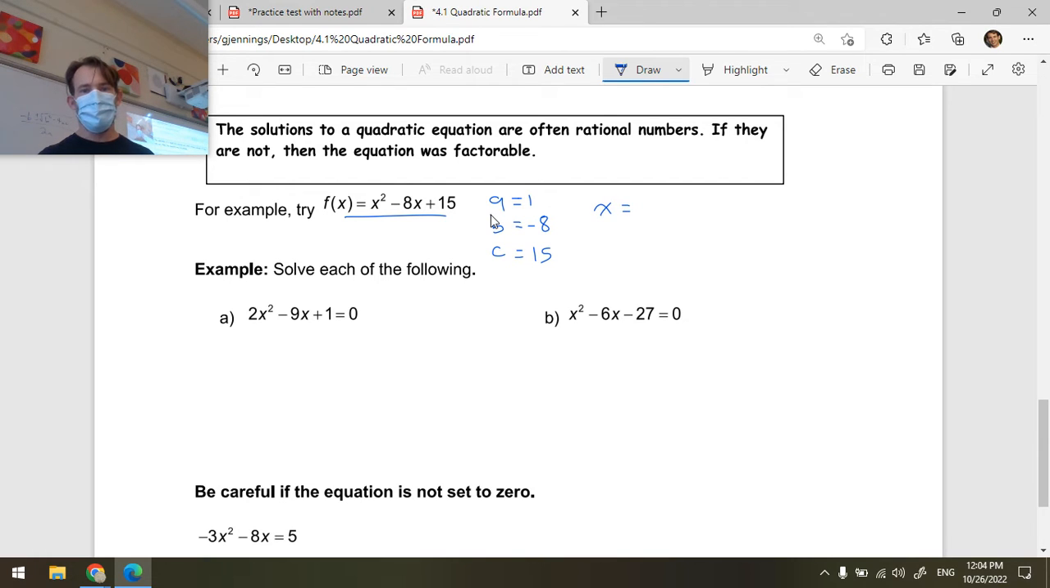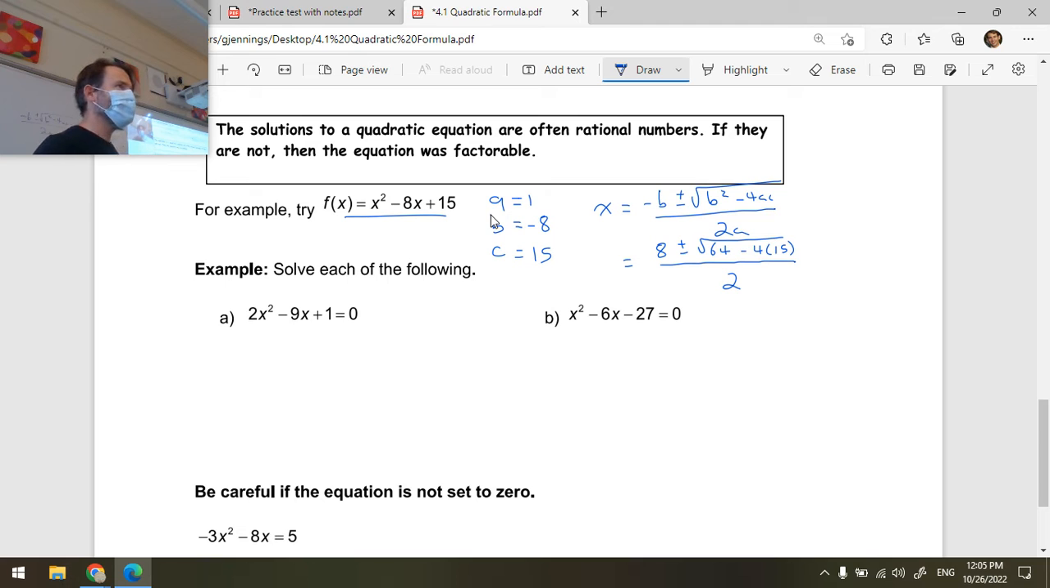x is equal to -b plus or minus the square root of b squared minus 4ac, over 2a. All right, let's go. This is equal to -b, so I'm just going to write 8. I could write -(-8), plus or minus the square root of -8 squared. So I'm going to write 64 minus 4ac. So a is 1, c is 15. So this is minus 4 times 15, all over 2a, which is 2.